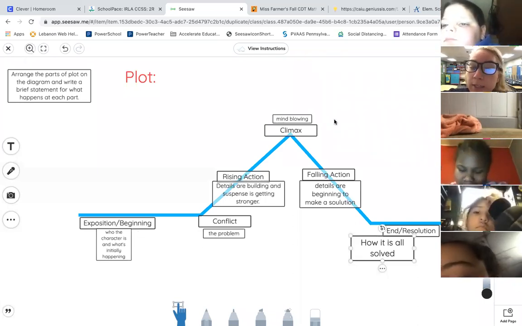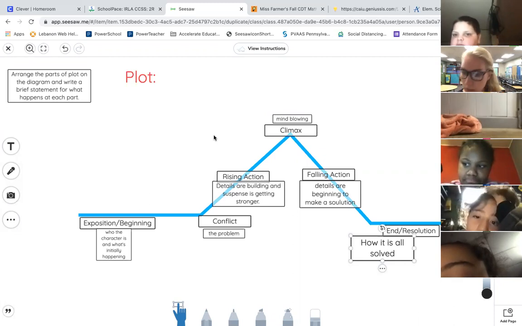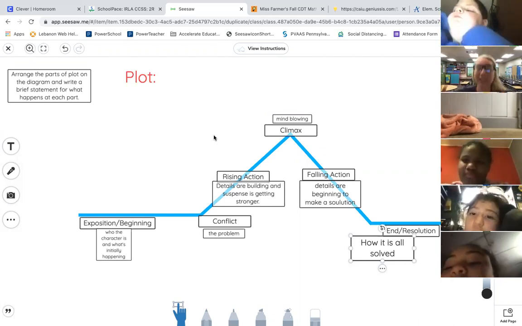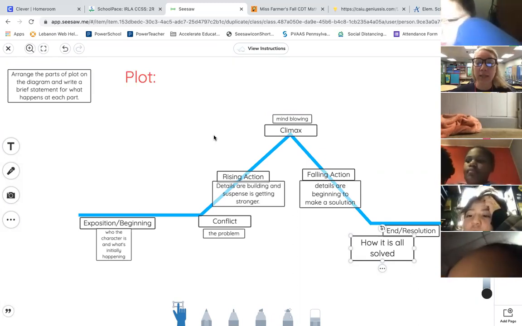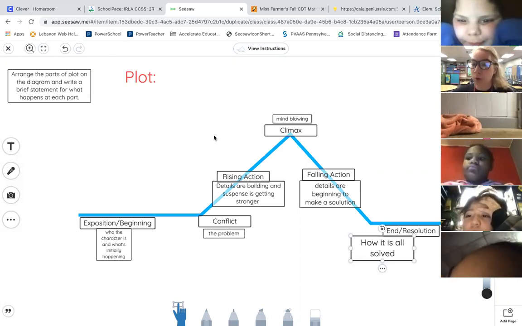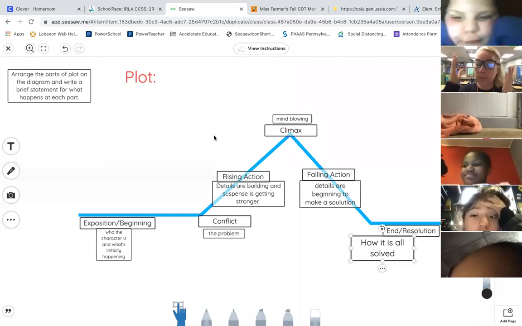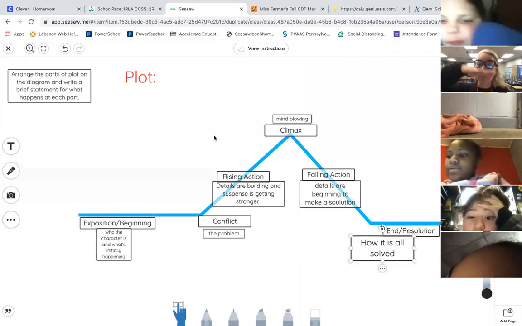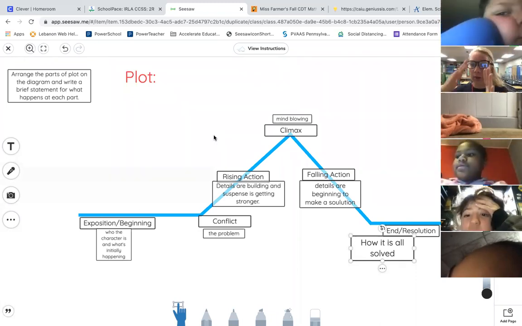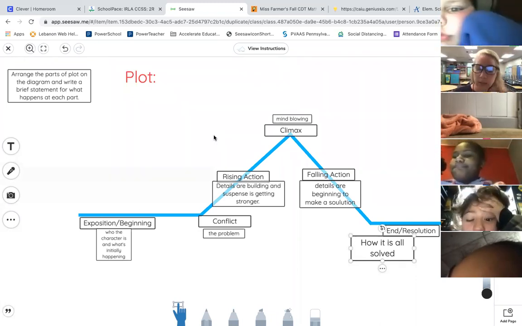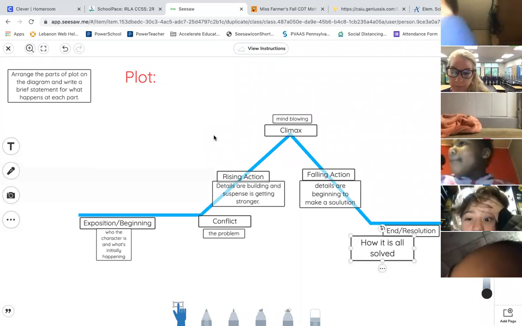Okay. This is the plot of any story. This is how every and any story you will ever read goes. You have a beginning. It doesn't matter how big or how tiny the book is. There's going to be some sort of conflict. You're going to get the rising action. You're going to hit the climax and be like, oh my gosh! And then you're going to fall and tie up the loose ends and understand things. And then it's going to get resolved.